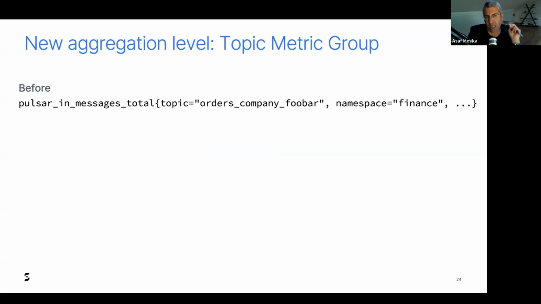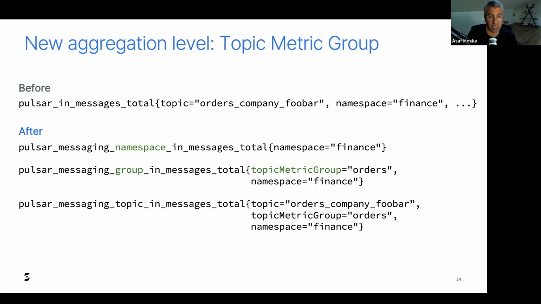So today we have, let's say, the Pulsar messages total, and you're going to have that at a topic level or a namespace level. Afterwards, you're going to have three. The same metric is going to have one for the namespace level, one for the group level, and one for the topic level, like three distinct metrics.